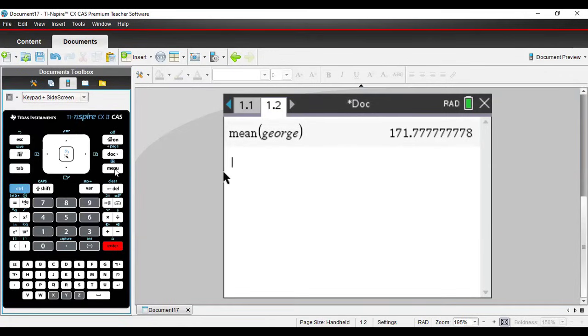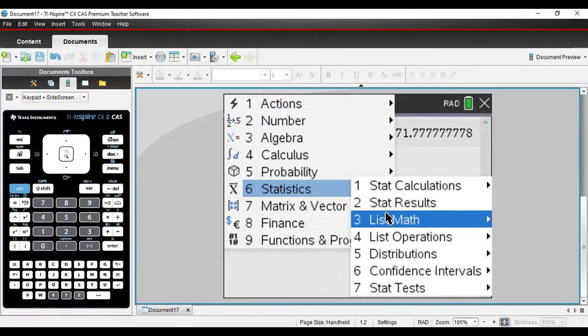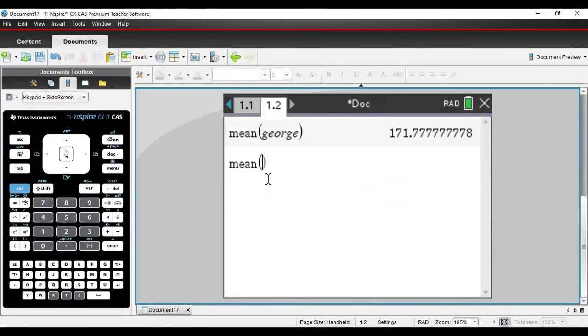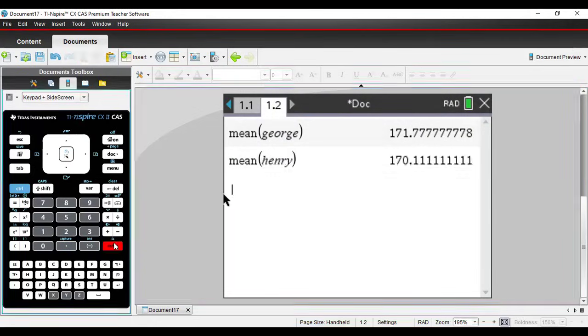And then I'm going to do the same thing. I'm going to go menu, statistics, list, and then I want the mean again. And now this time I'm going to choose Henry and find his. So we can clearly see that George's bowling average is a little higher than Henry's. So that's one thing. Now, the second thing that we're going to do is almost the same thing, except we're going to look for standard deviation.